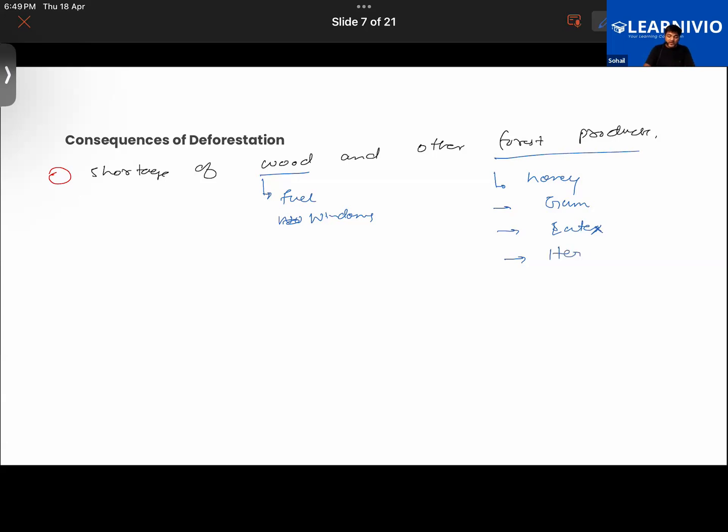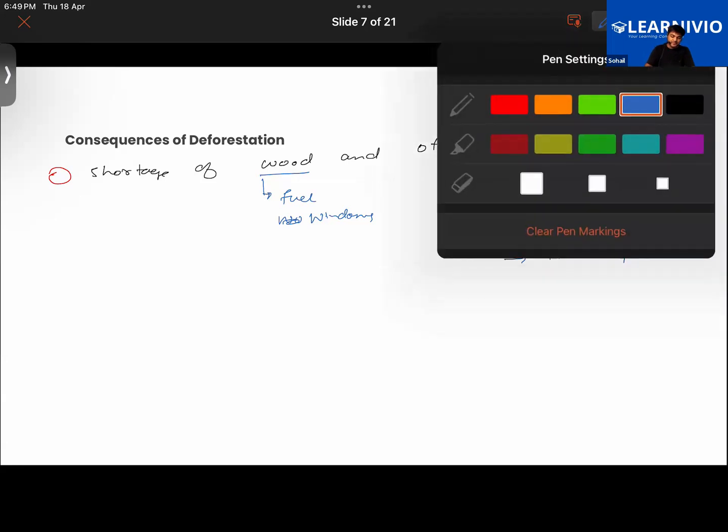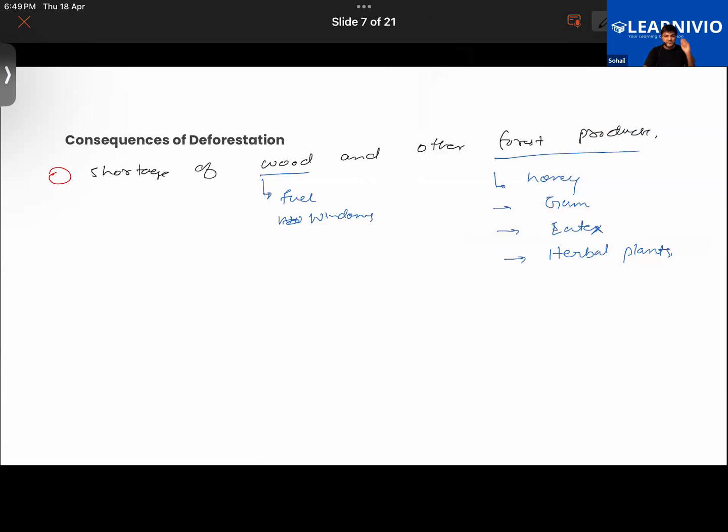Also, we have so many herbal plants found in the forest, right? So that is the thing. Next thing is that cutting down of forest will lead to an increase in temperature of the Earth. So thereby that will give rise to a phenomenon called global warming. Who will explain to me what happens in global warming?